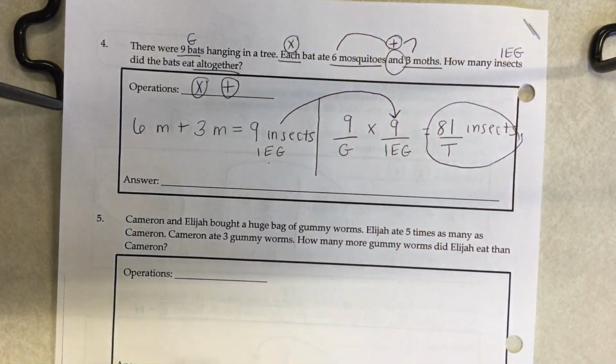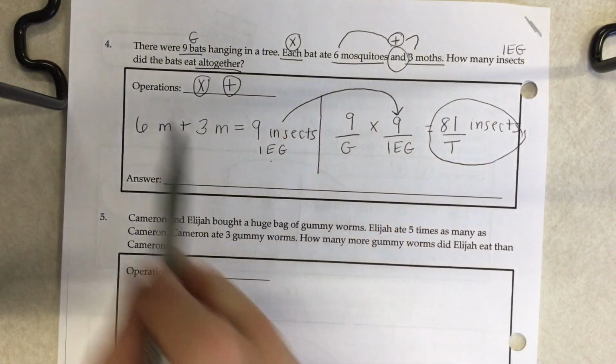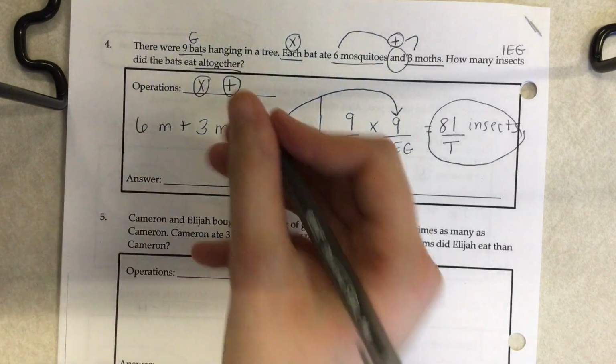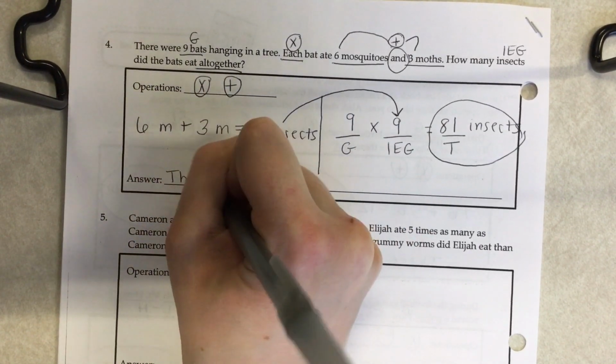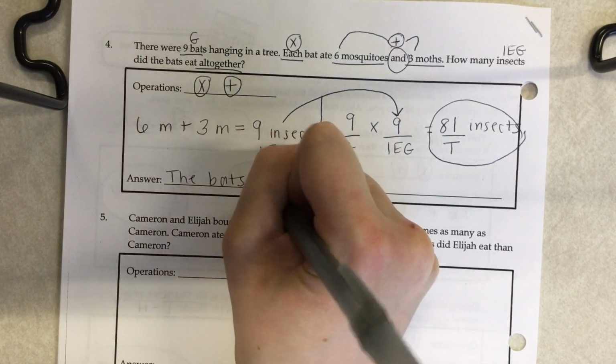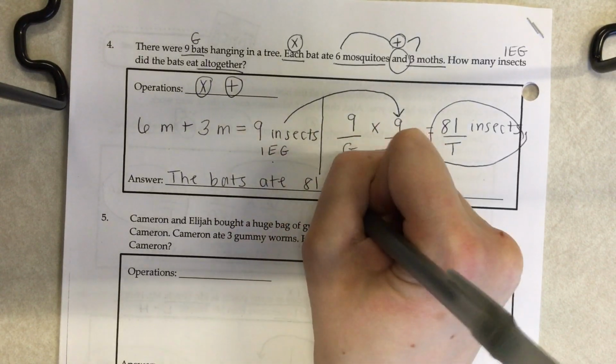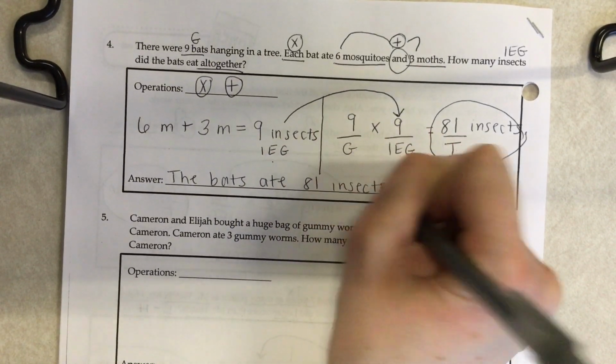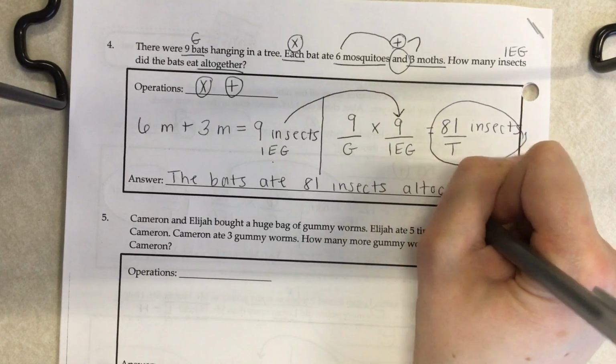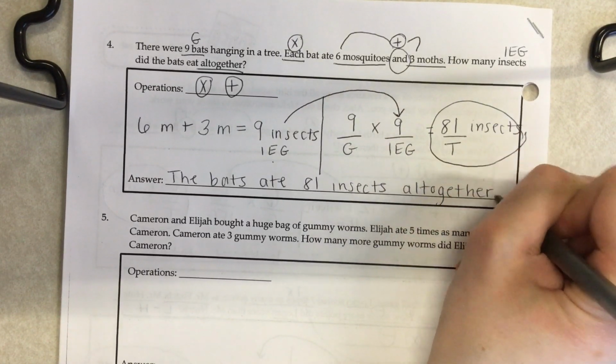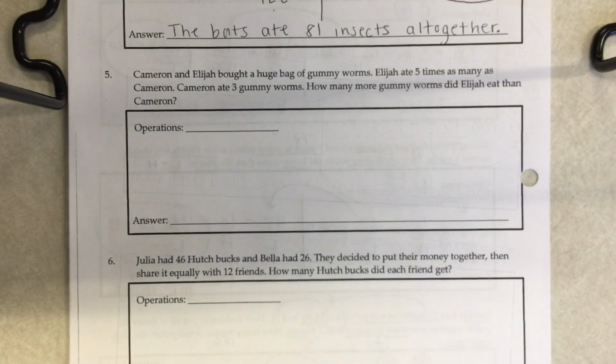So I circle it. Check my question. How many insects did the bats eat all together? The bats ate 81 insects all together. Period.